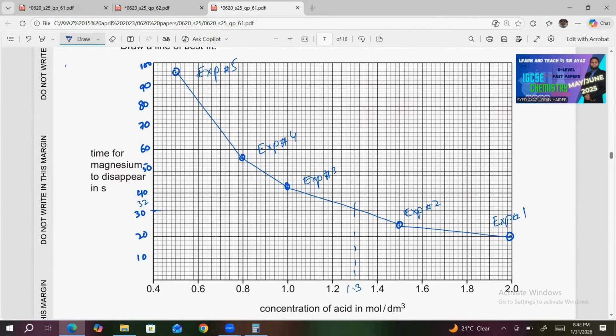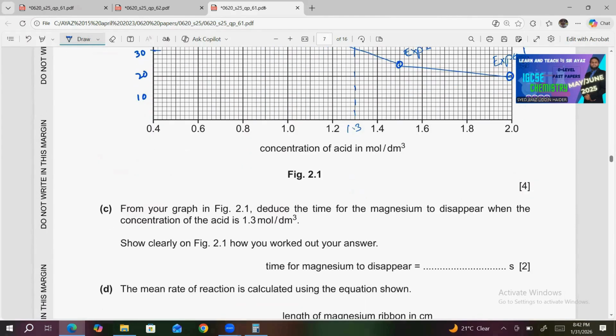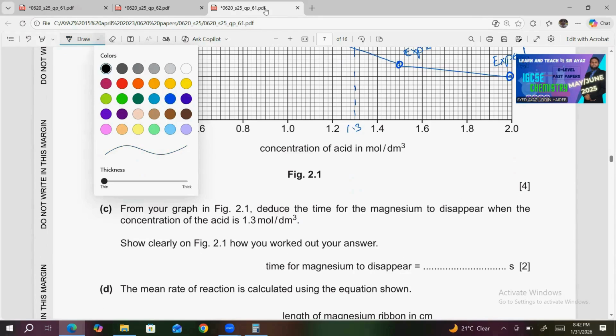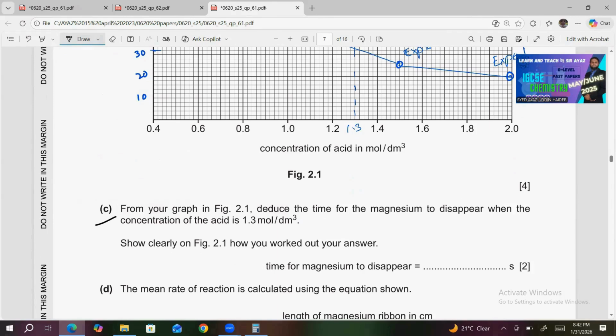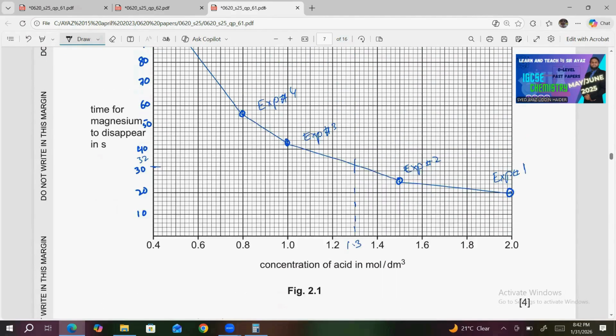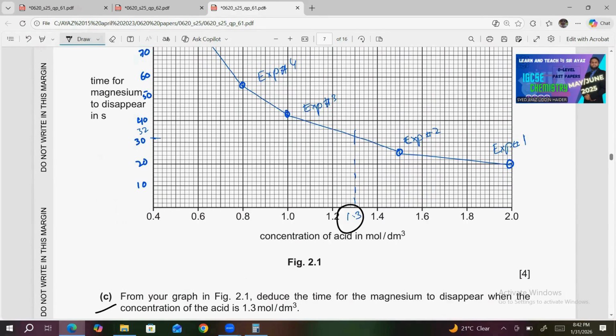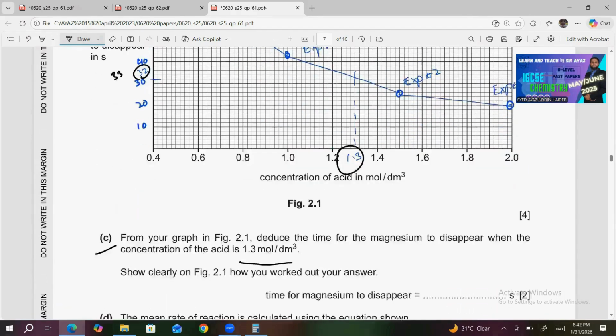it's 20 seconds. Now what they are asking, from your graph in figure 2.1, deduce the time for the magnesium to disappear when the concentration of the acid is 1.3 mol per dm³. Look at this carefully. 1.3. Here's 1.3. The time, it will be 32 or 33. It's 33. If you look at this carefully, it will be 33 seconds.